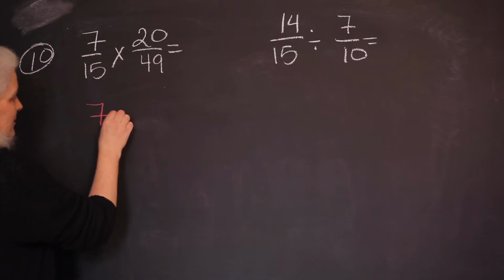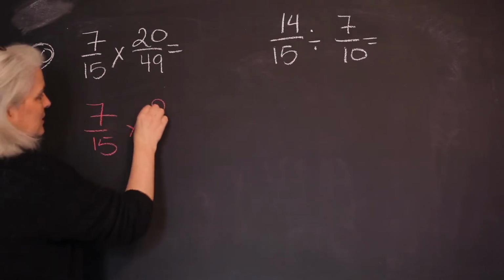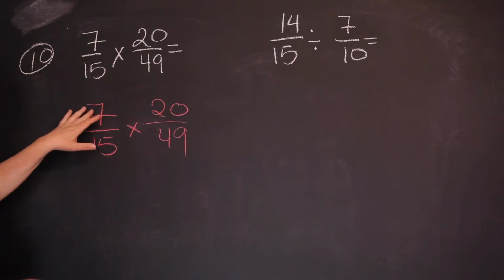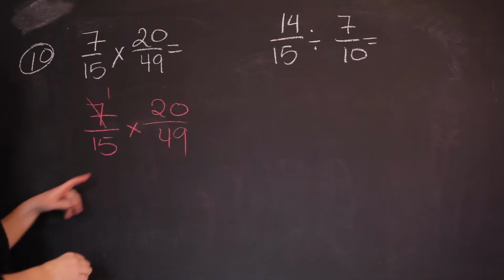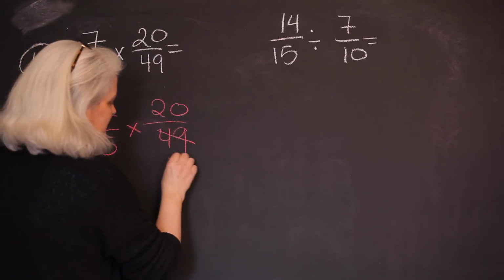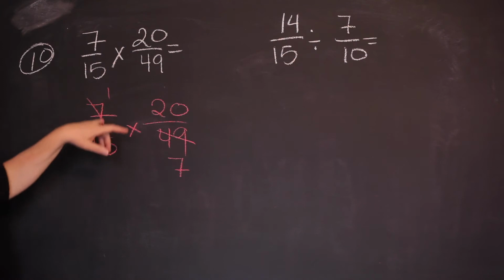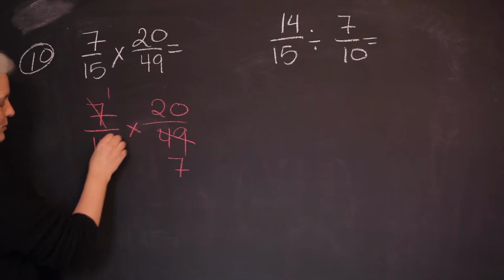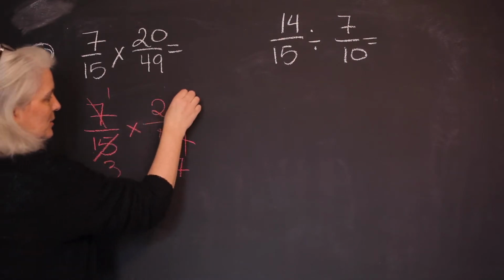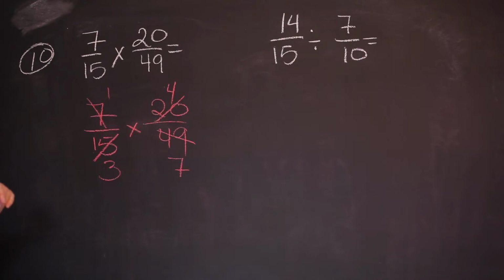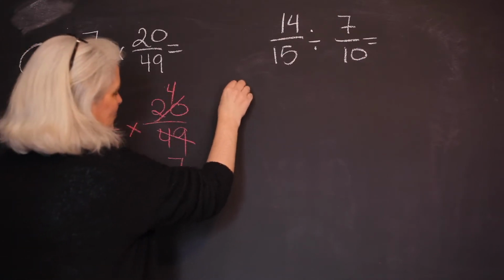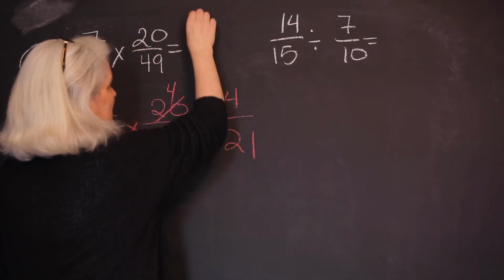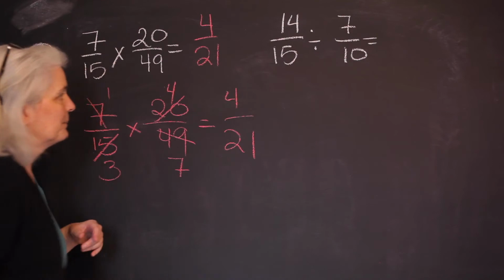So I'm going to start here. I have 7/15 times 20/49. And I can say, well, 7 goes into 7 once, and 7 goes into 49 7 times. So I'm just factoring out a 7 from the numerator and a 7 from the denominator. And then I can say 5 goes into 15 3 times, 5 goes into 20 4 times. And now I have 1 times 4 is 4, 3 times 7 is 21. So my answer is 4 over 21.